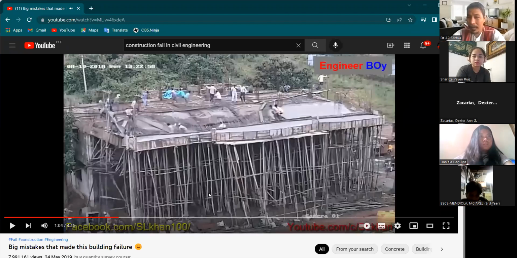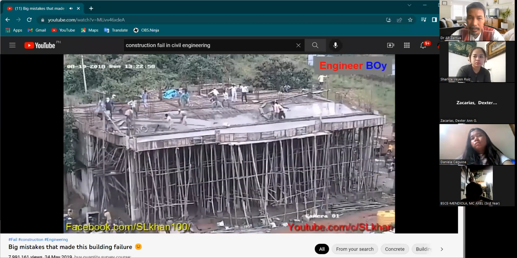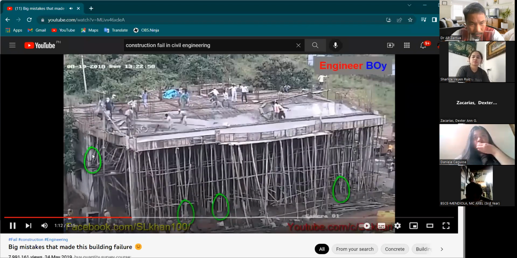Take note of the failure. Take note of how the construction is done. Totally. And take note of the two engineers, the yellow and the pink one. Okay, they are included in the failure. Take note of the green circle. These are the support mechanism directly to the ground, to the ground, to the ground, and this is the side extension, connecting some.